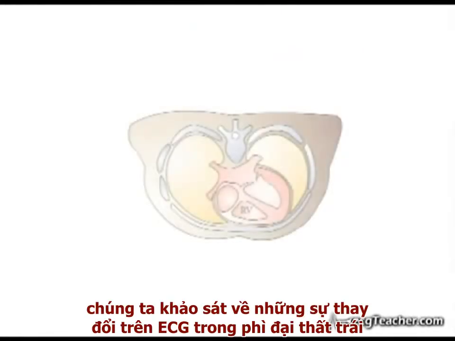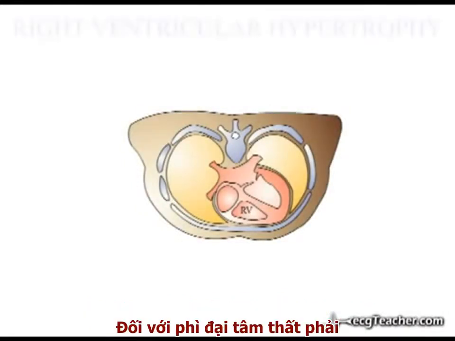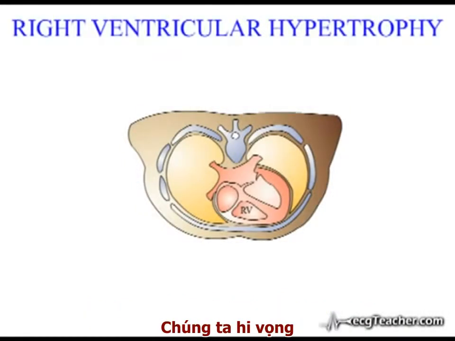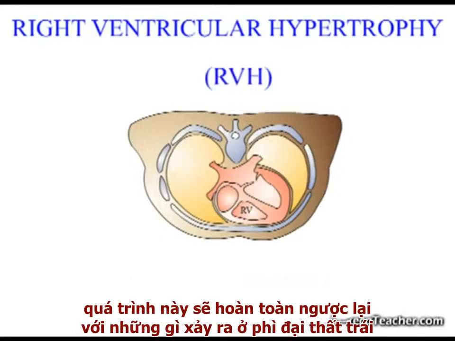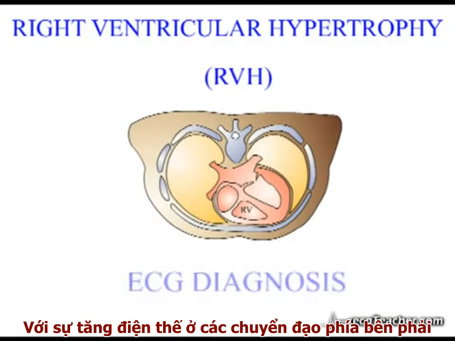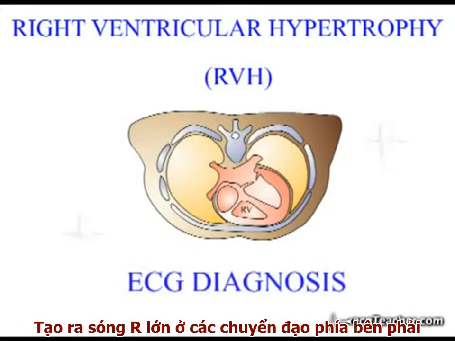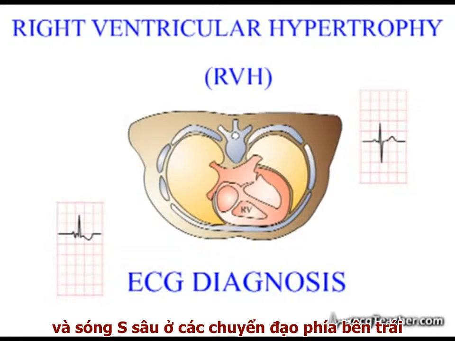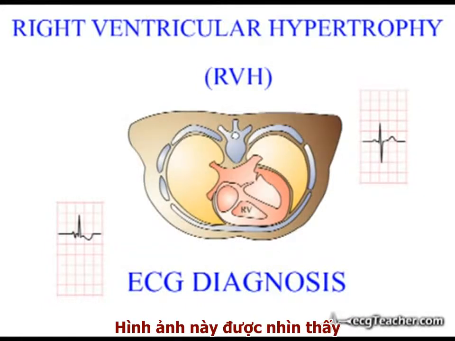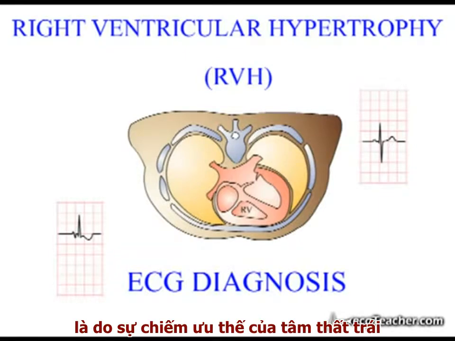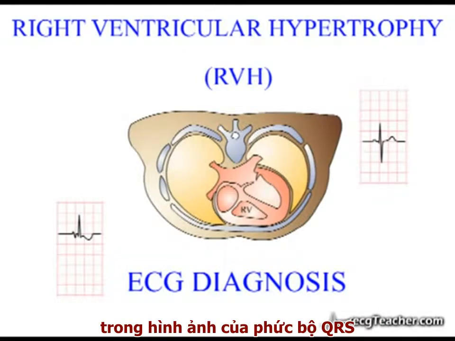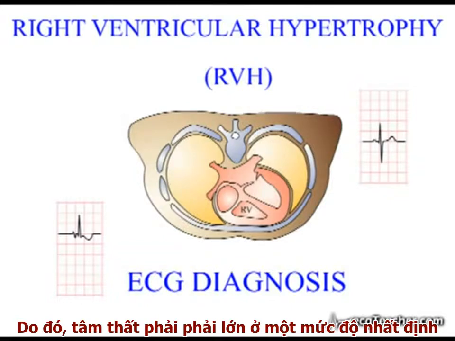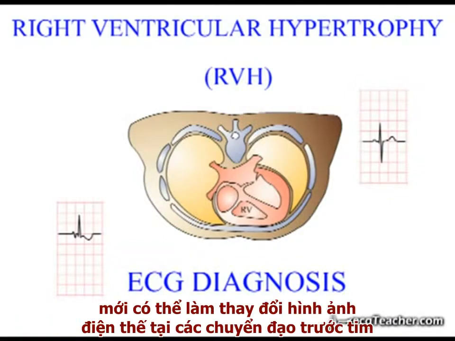In the previous video, we went through the ECG changes associated with LVH in some detail. In right ventricular hypertrophy, we would predict that the opposite process to LVH occurs, with increasing rightward voltages generating abnormally large R waves in the right-sided chest leads and deep S waves in those on the left. While this pattern is seen, because of the dominance of the left ventricle in the formation of the QRS complex, the right ventricle has to enlarge to a very substantial degree to significantly alter QRS voltages in the chest leads.